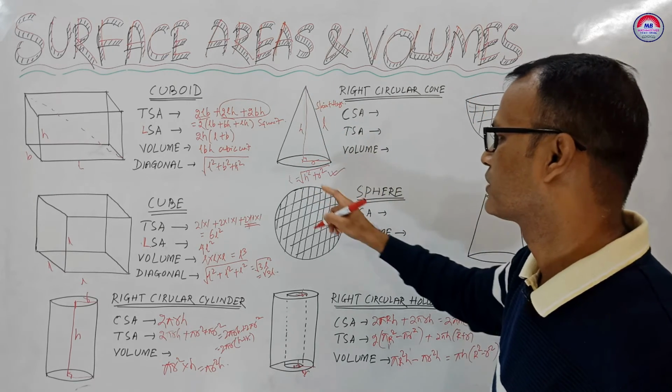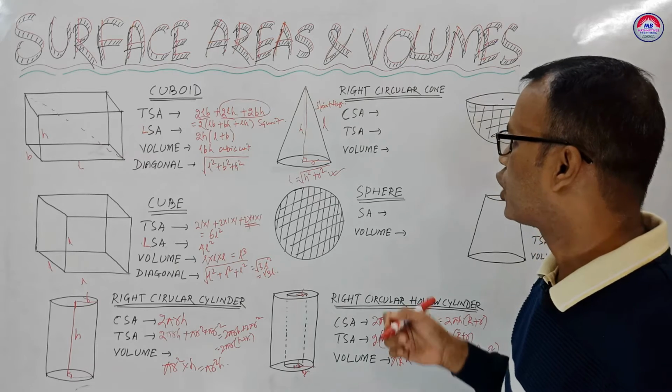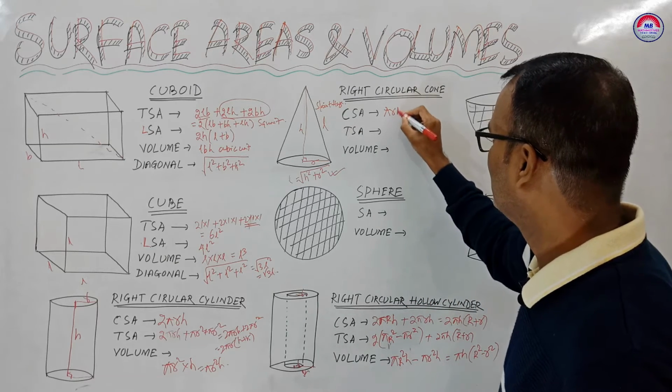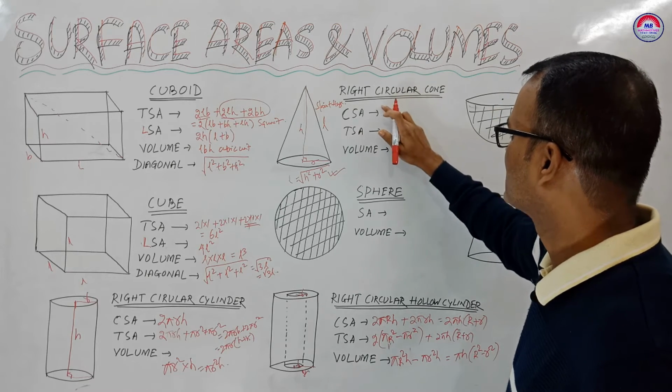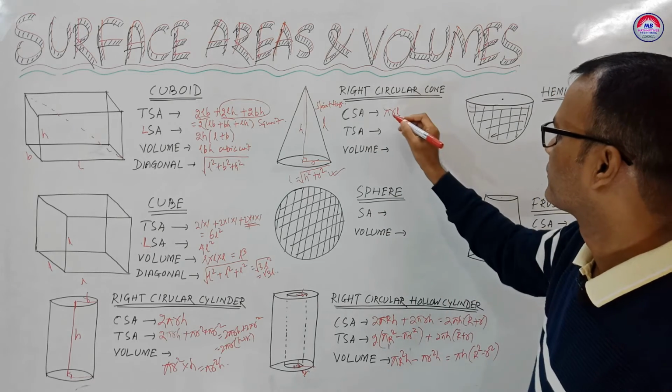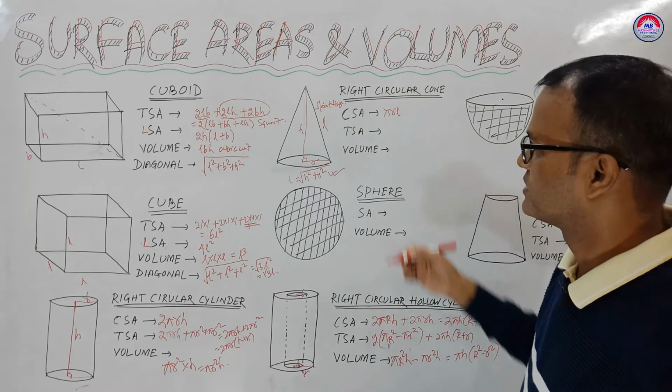Using Pythagoras theorem, you can find L. So curved surface area, CSA, you can write as pi r L. Okay, the explanation is not here. Just to remember the formula, pi r L square unit. Then find total surface area.